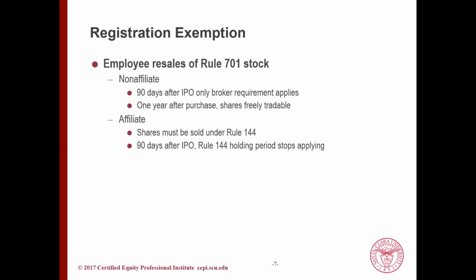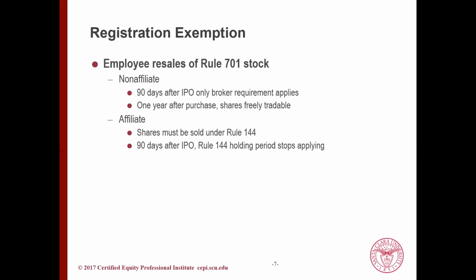Moving on a little bit more on 701, there are two different types of employees that you could have covered under Rule 701, affiliates and non-affiliates. Affiliates are your executive officers, non-affiliates are everybody else. Remember, 701 is only an exemption of registration for a pre-IPO company. So 90 days after the IPO, only the broker requirement from the prior list applies. Then 1 year after purchase, those shares just come grandfathered in as freely tradable. But for an affiliate, the shares still must be sold under Rule 144.